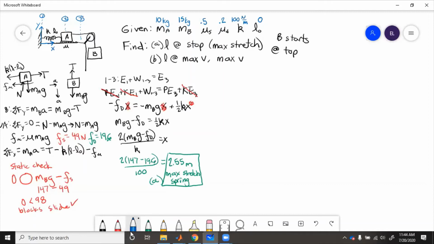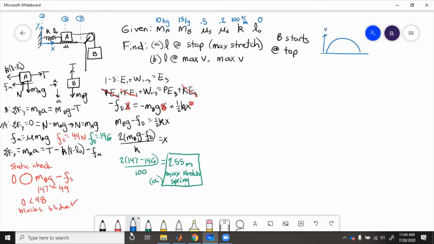Now, we need to find the spring length at maximum speed and then what that maximum speed is. For this, we know we've got to find two things. We need at least two equations. So at the maximum speed, what can we say about the acceleration of the blocks? Well, it's got to be 0, because we have, say, the speed of the blocks starts at 0.